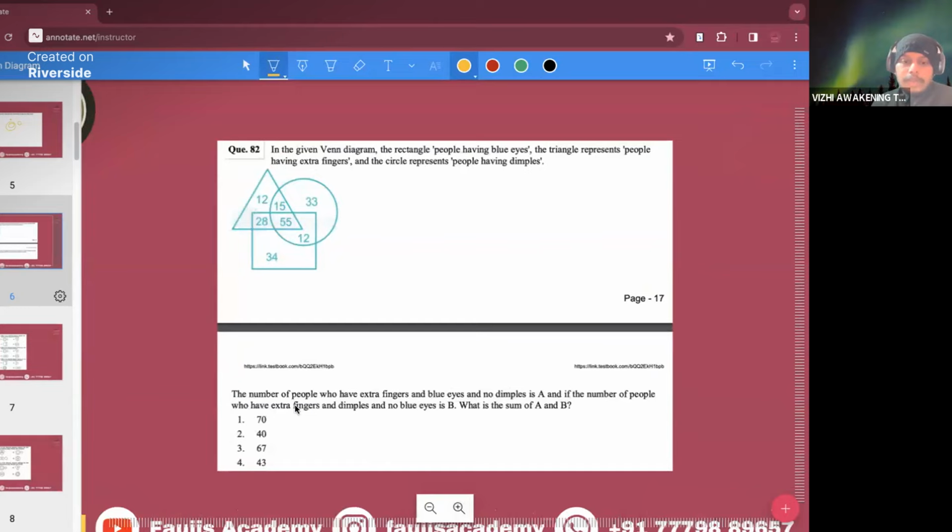The number of people who have extra fingers. The rectangle represents people having blue eyes. Even though it looks like a square, we'll assume it is a rectangle. The triangle represents people having extra fingers. The circle represents people having dimples. The number of people who have extra fingers and blue eyes and no dimples is A.